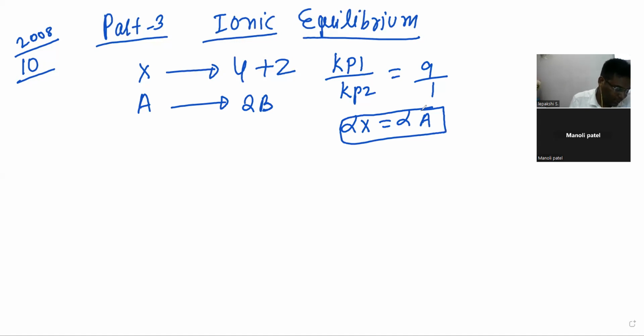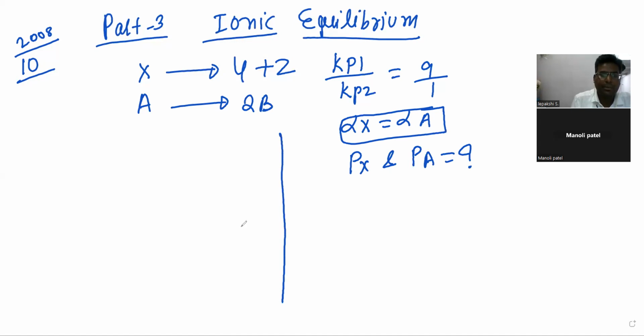Total pressure at the equilibrium are in the ratio. So it is asking about the total pressure of X and the total pressure of A, how much it will be. So see the explanation, the whole explanation. Good question it is. I will explain you step by step.